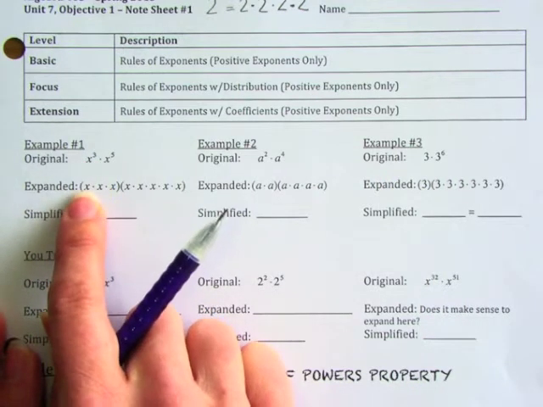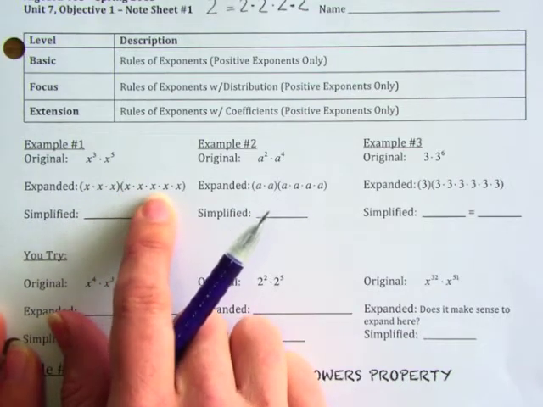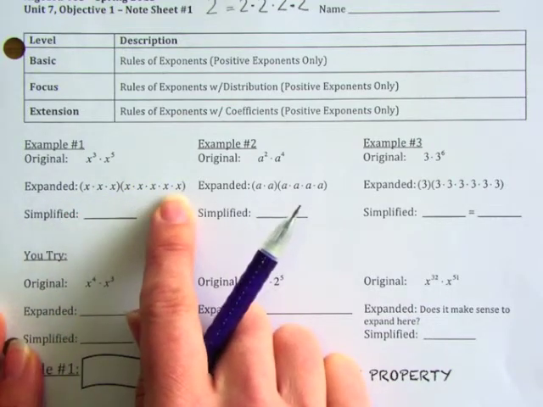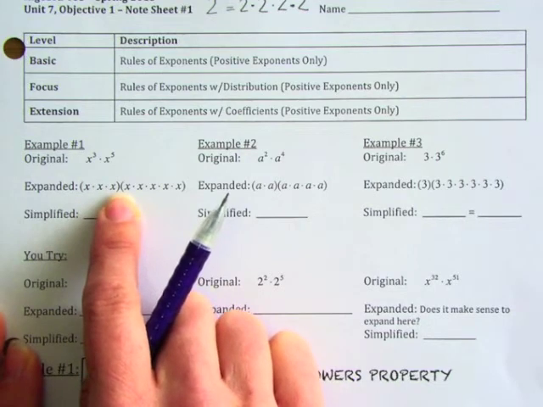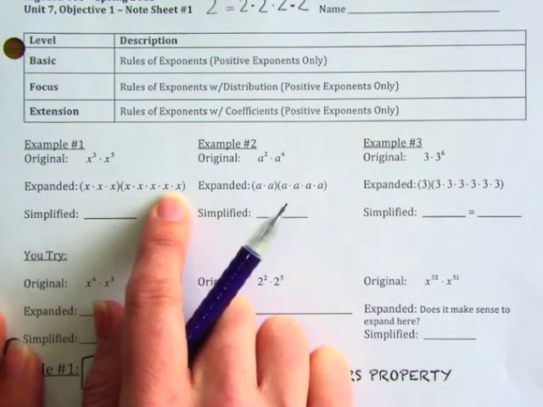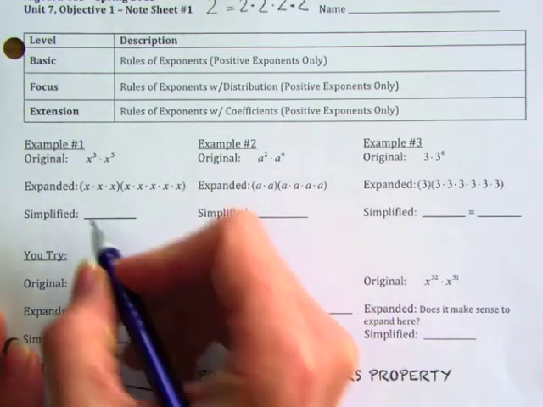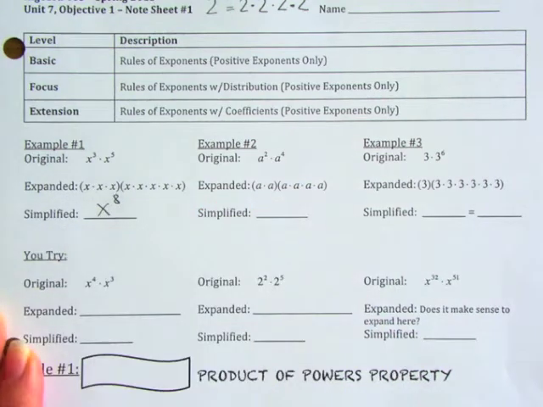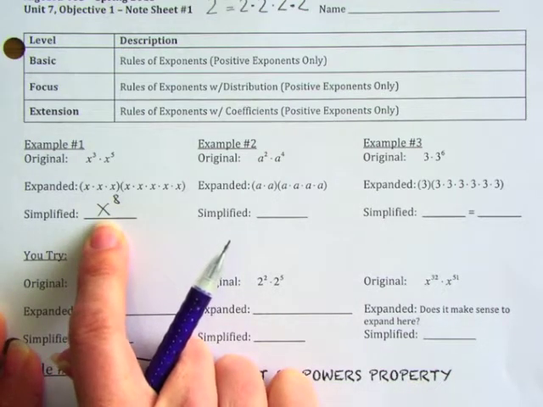X to the 3rd means x times x times x. X to the 5th means x times x times x times x, 5 of them. If I were to rewrite that now using exponents, notice it's all multiplication. Here's parentheses, but they mean multiplication. It's actually 8 x's multiplied together. And so we can write that using a shortcut of saying x to the 8th power. That's what an exponent means: how many times you're multiplying that base value, that x in this case, by itself.